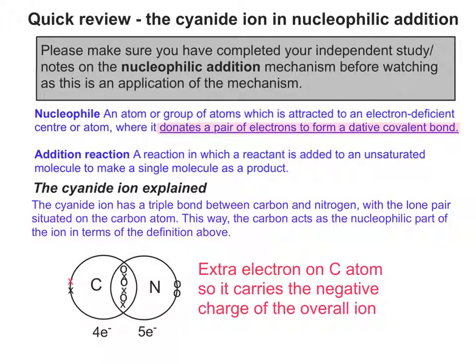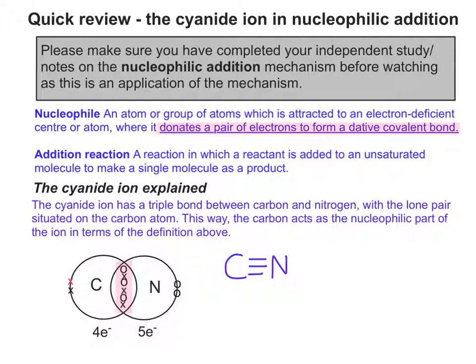So you can now see that there's an extra electron on the carbon atom, so it carries the negative charge of the overall ion. So we've got a triple bond between carbon and nitrogen. You've got the negative charge on the carbon and the lone pair on the carbon ready to go. We have 8 electrons per atom in total, so the valencies have worked out.